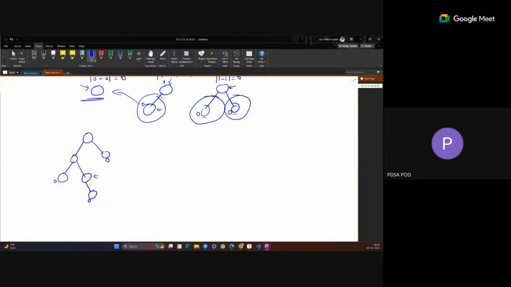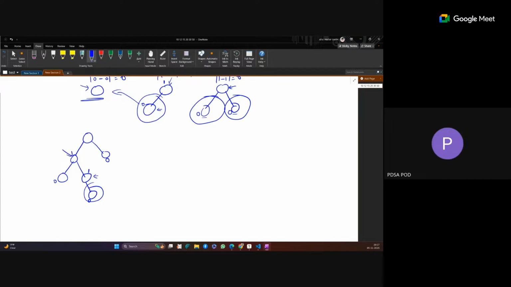We are not counting the number of nodes. We are counting the height of this. So this is the single node tree, so the height is 1. So 0 minus 1 is 1. We are writing the absolute difference. So this is the balance factor for this node.